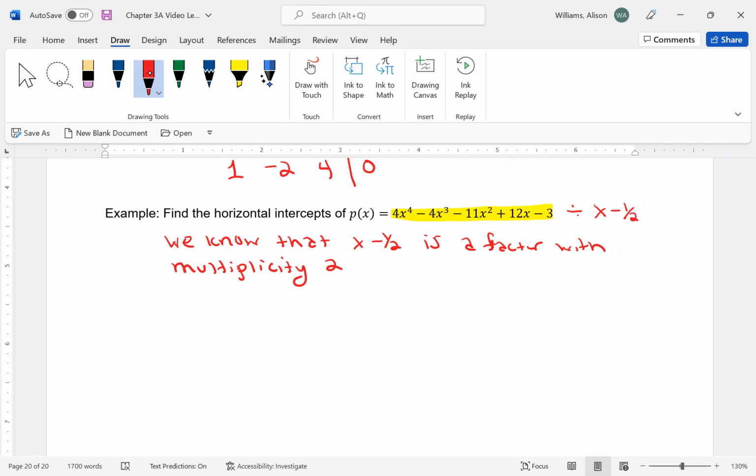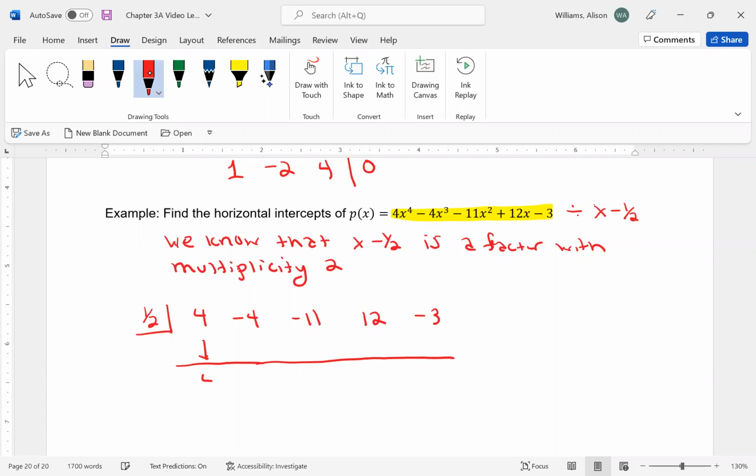So that's exciting. So this is going to be a 4 for the x to the 4th, negative 4 for x cubed, negative 11 for x squared, 12 for the x, and then negative 3. And then in the box is going to be a positive 1/2, since the factor is x minus 1/2. All right, so let's divide.